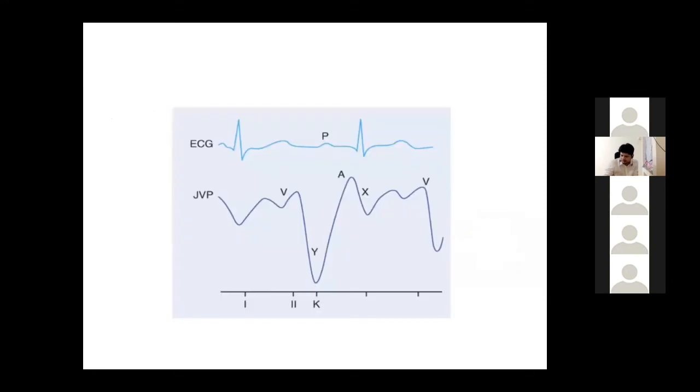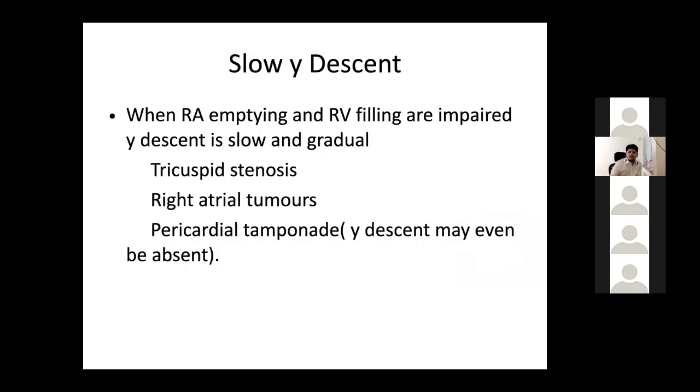This is what I told you, Friedreich sign. You can see a Y descent which is very brisk. It is known as Friedreich sign. Now the slow Y descent. Anything which causes obstruction to the filling of the RV, like tricuspid stenosis, tumors and cardiac tamponade. In cardiac tamponade, as I have already discussed again and again, the Y descent may be slow or absent. In tricuspid stenosis and tumors, the RV cannot fill. So these are the causes of an absent or a slow Y descent.